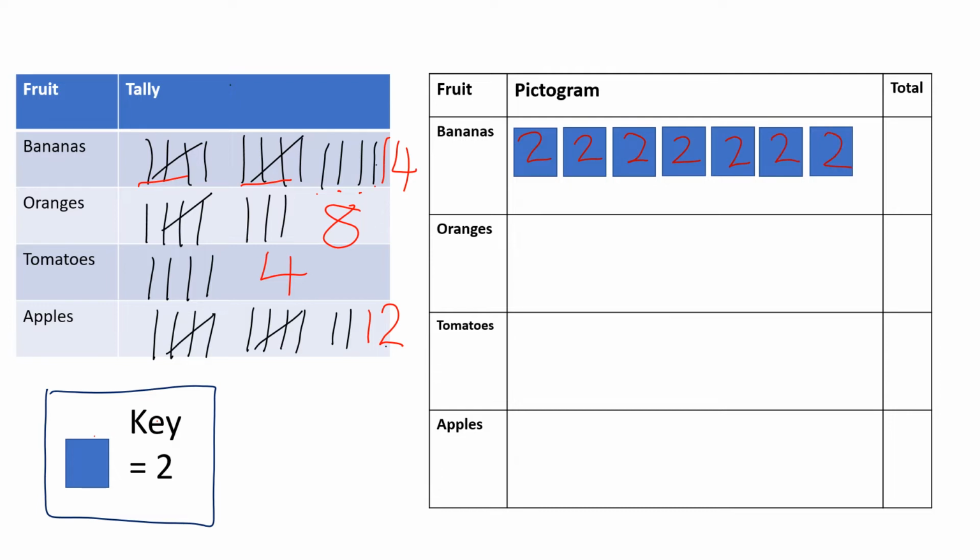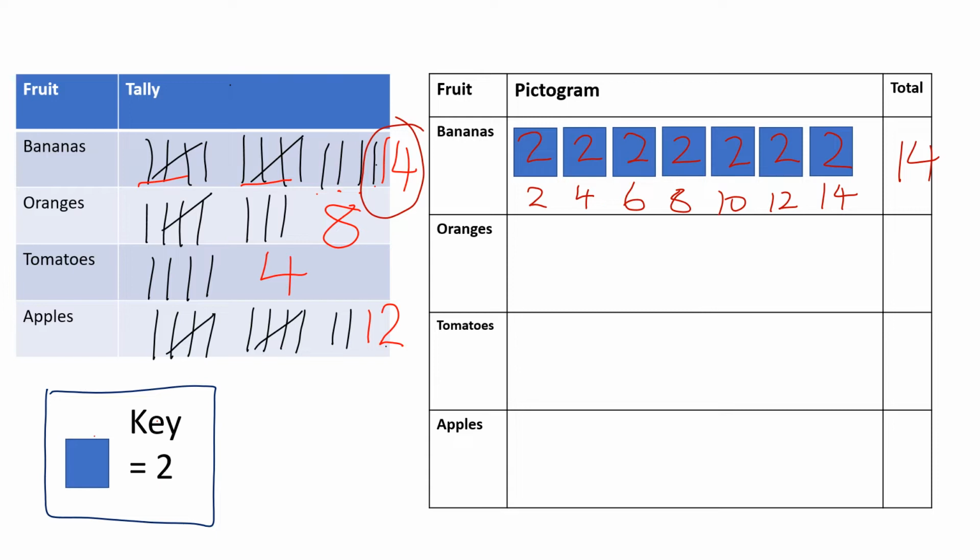And then we need to count to see if we can get 14 bananas. So let's check. So the first one is 2, 4, 6, 8, 10, 12, 14. And look, there we go. Our total is 14. So we only needed 1, 2, 3, 4, 5, 6, 7 squares because each one is worth 2. So it makes it easier than drawing 14 squares.